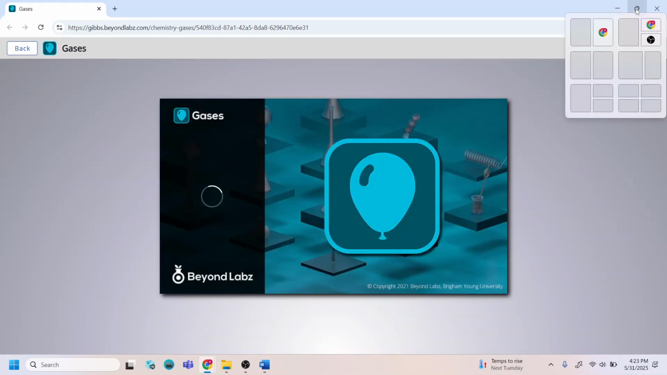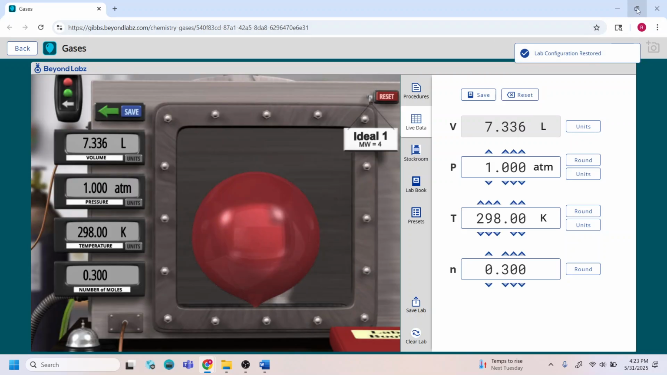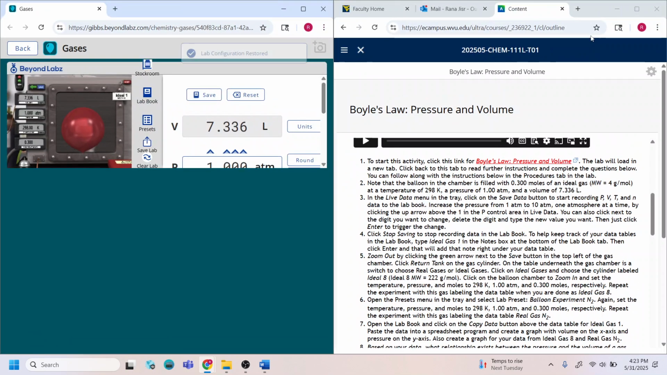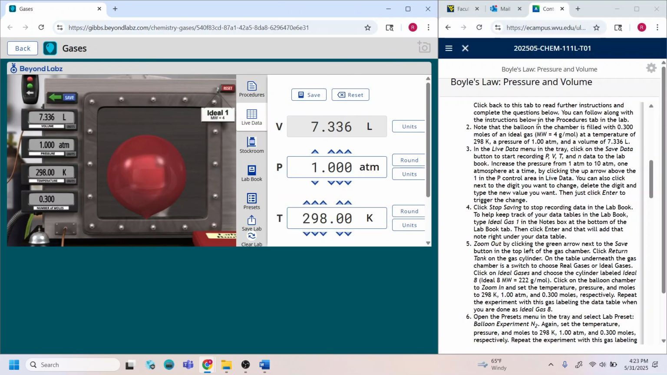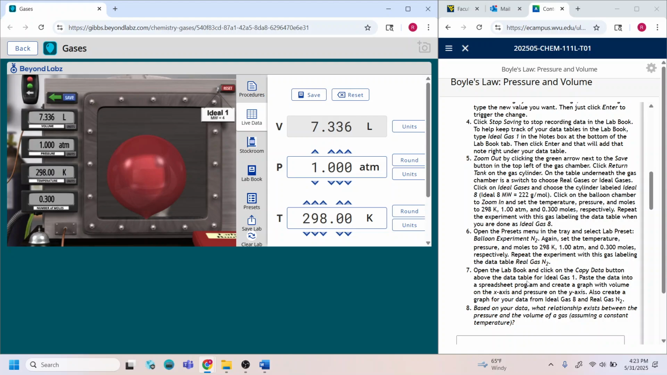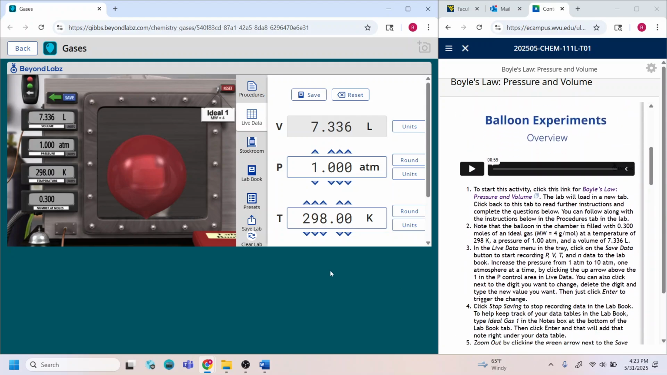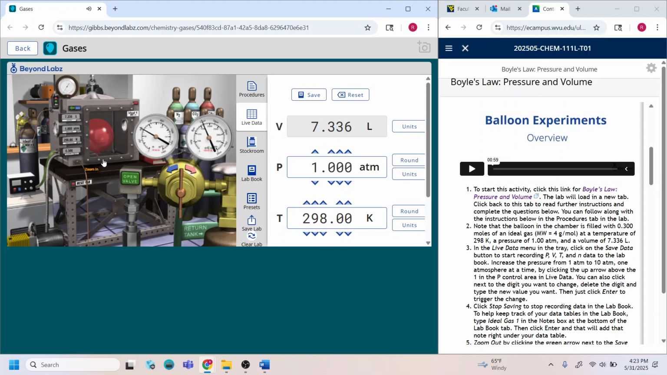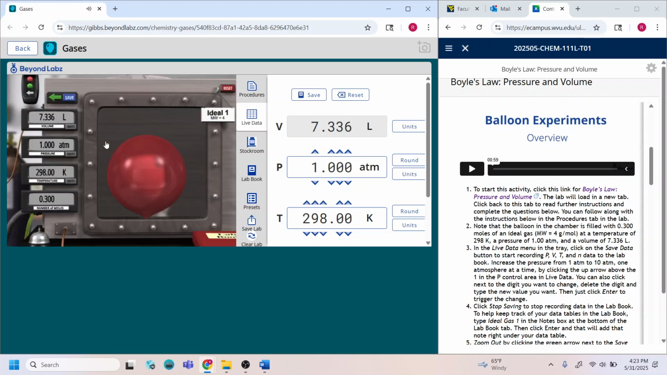Let's put them side by side so that it makes it easy for us to switch from the procedure. This is the procedure, and then you're going to fill your data in here and answer some questions, and then this is the experimental setup. It's going to open either into this page, or you can zoom out like this. So this is how you zoom in and then you zoom out.